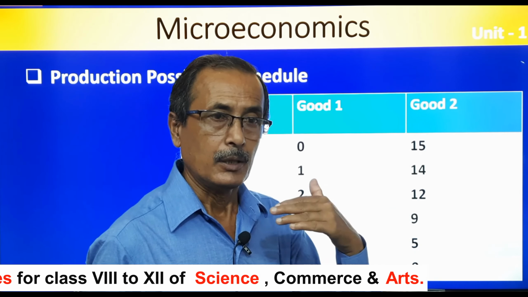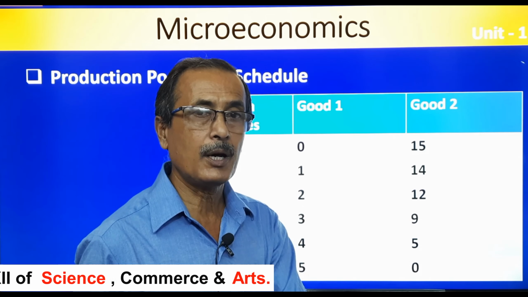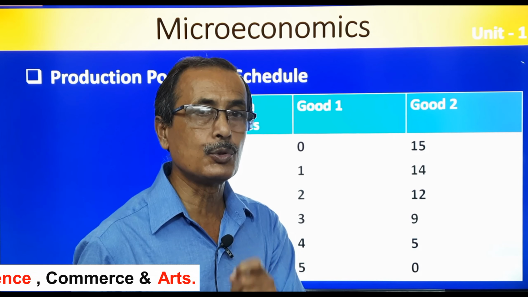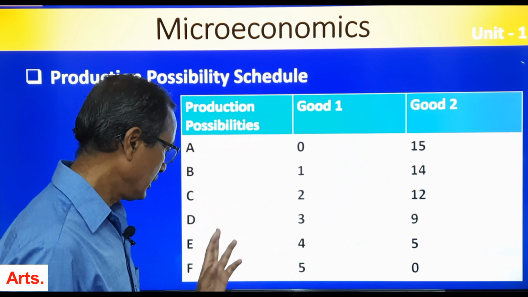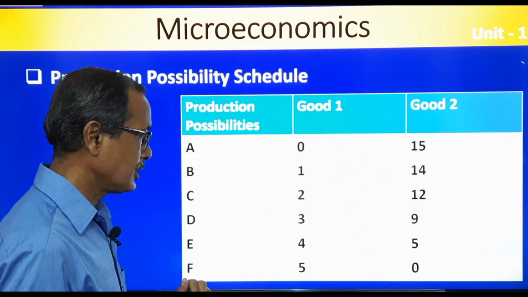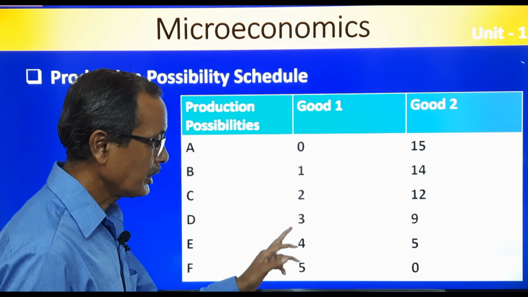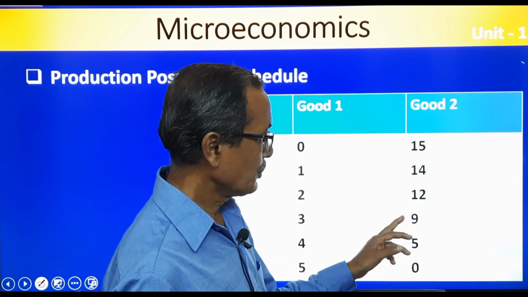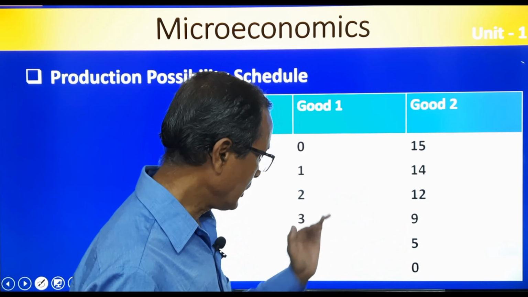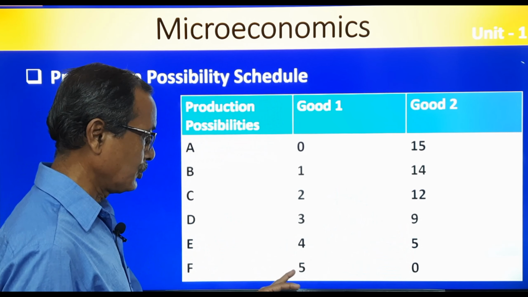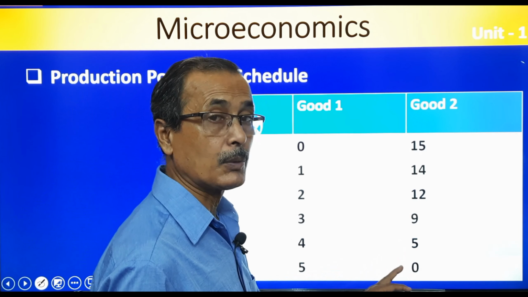What does it mean? In order to produce 1 more unit of good 1, you sacrifice 3 units of good 2. This 12 to 9. Okay. Then next पे आप आ जाओ, E पे आ जाओ. Again you increase the production of good 1 by 1 more unit, 3 to 4. एक बढ़ाया आपने. But here see you sacrifice production of good 2 by 4 units. Then last में again you increase the production of good 1 by 1 more unit, that is 4 to 5. Here you see you sacrifice 5 units of good 2.